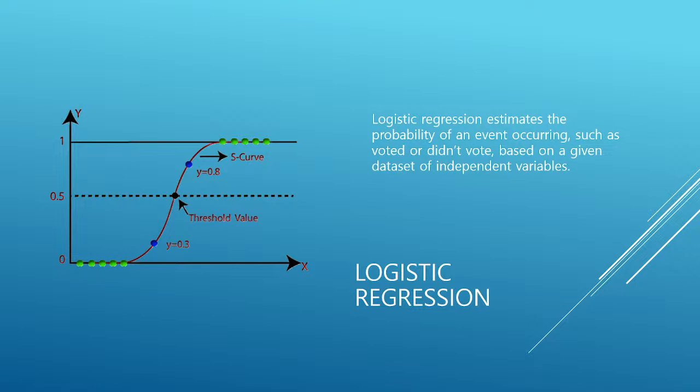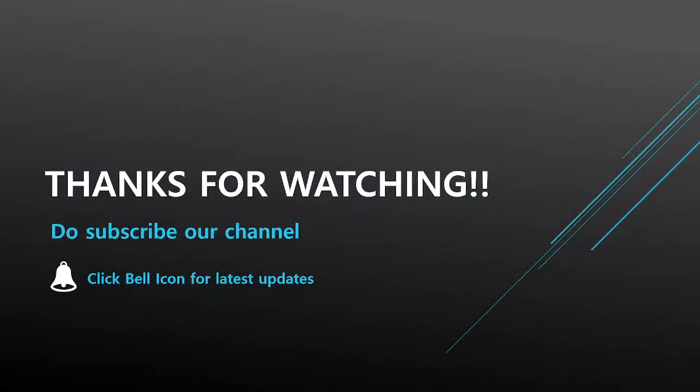Okay, that is called logistic regression, and it uses the sigmoid function in order to predict probabilistic values between 0 and 1.